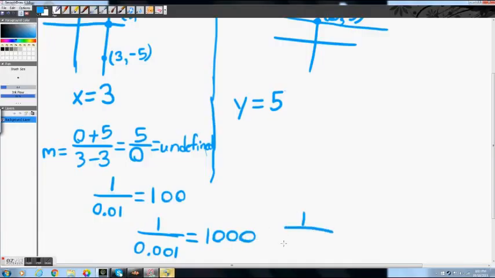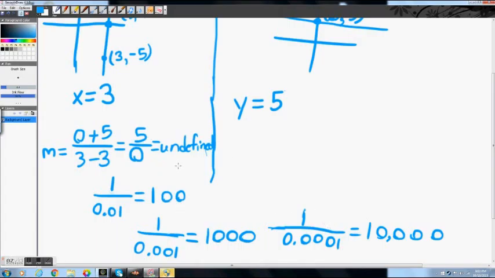Divide 1 by 0.0001, we get 10,000. So you can see 0.01 is close to 0, 0.001 is even closer to 0, and 0.0001 is even closer than that. As we get closer and closer to 0, the result of dividing by that number is going to increase very fast.